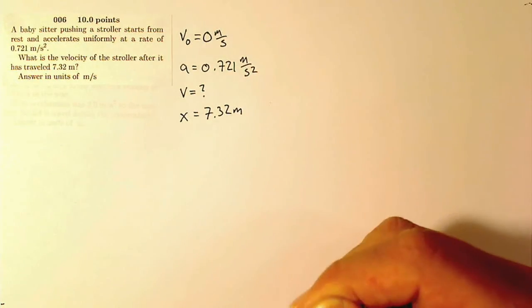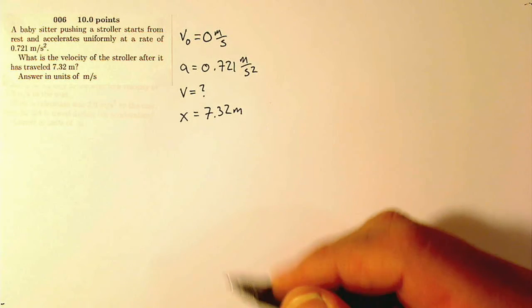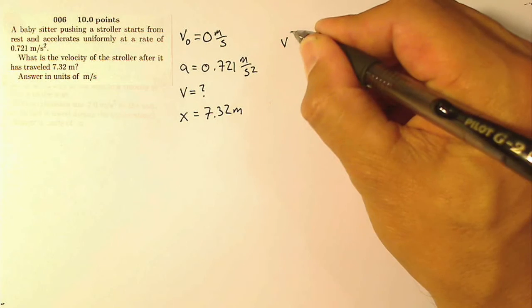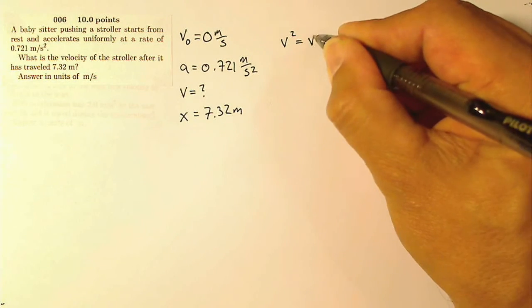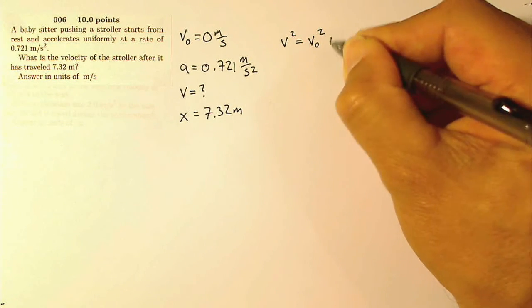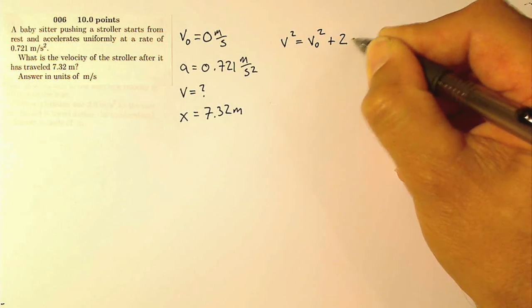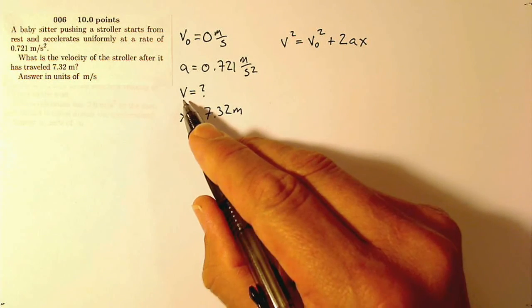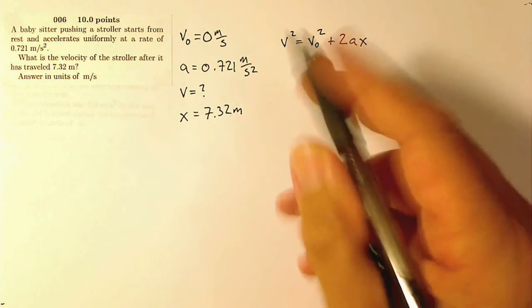If I look at my four equations of motion for constant acceleration, I will see that the equation that leaves out time is that my final velocity squared equals my initial velocity squared plus twice my acceleration times my displacement. So I'm looking for a final velocity. That's good. That's over here all by itself.